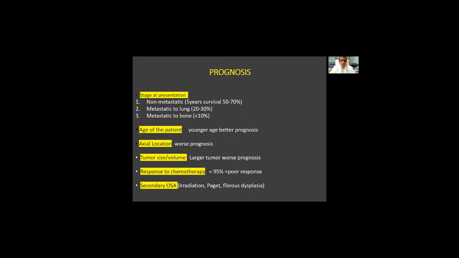What are the factors that determine the prognosis of osteosarcoma? First important factor is the stage at presentation. Non-metastatic patients have a 5-year chance of survival ranging between 50 and 70%. Patients with metastasis to the lung have a chance of survival of 20 to 30%. Patients with metastasis to the bone have a chance of survival less than 10%. Younger patients have better prognosis than older patients. Children and adolescents have better prognosis than young adults and older adults.